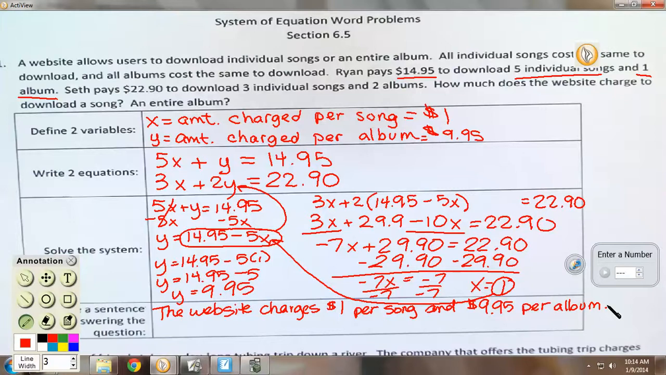Make sure you use your units. Our units in this case is dollars, so I'm going to use a dollar sign, but if it was meters or miles, whatever the case is, make sure you do use that in your answer.